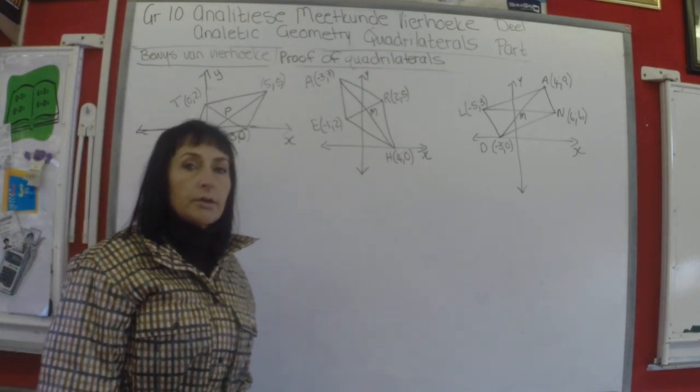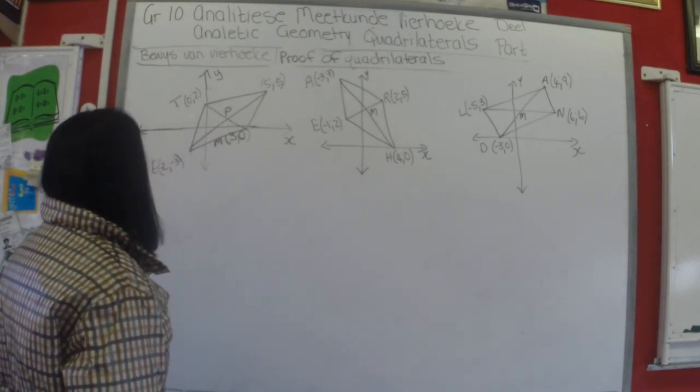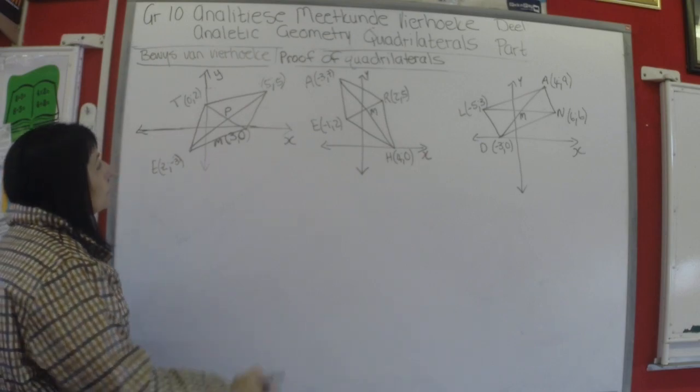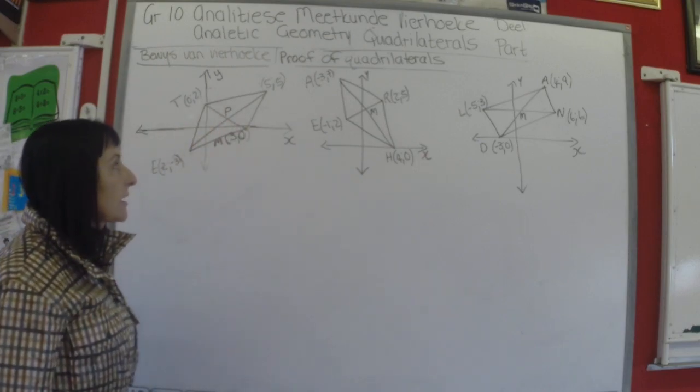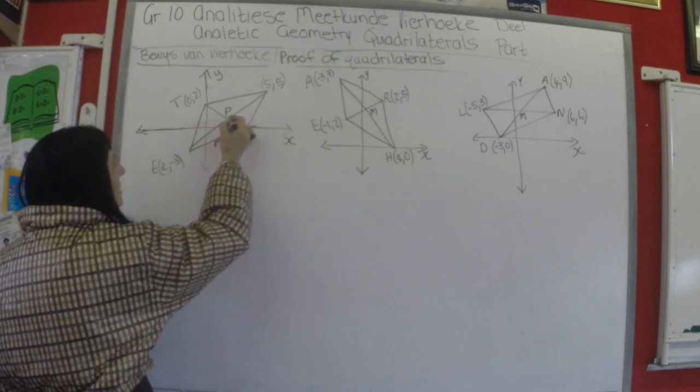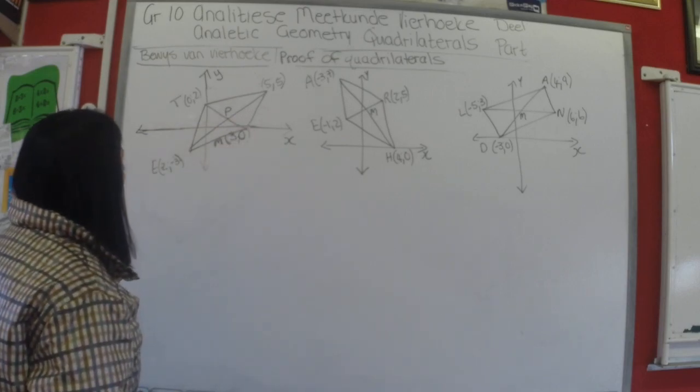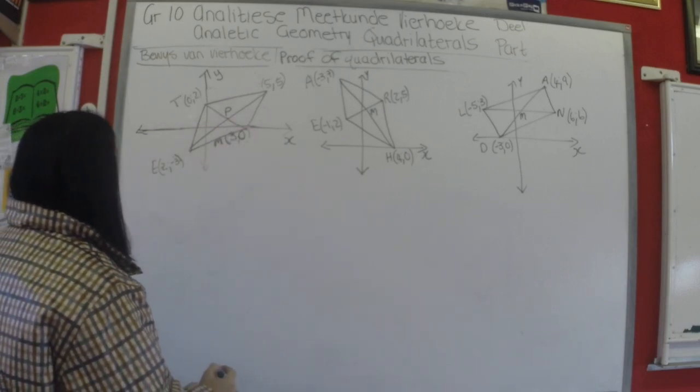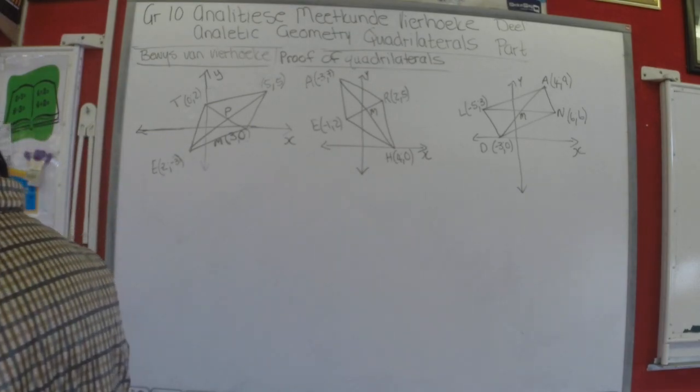So if you know your learning work, you know that if you want to prove a quadrilateral a parallelogram, you must prove point P to be the midpoint of TM as well as EI.